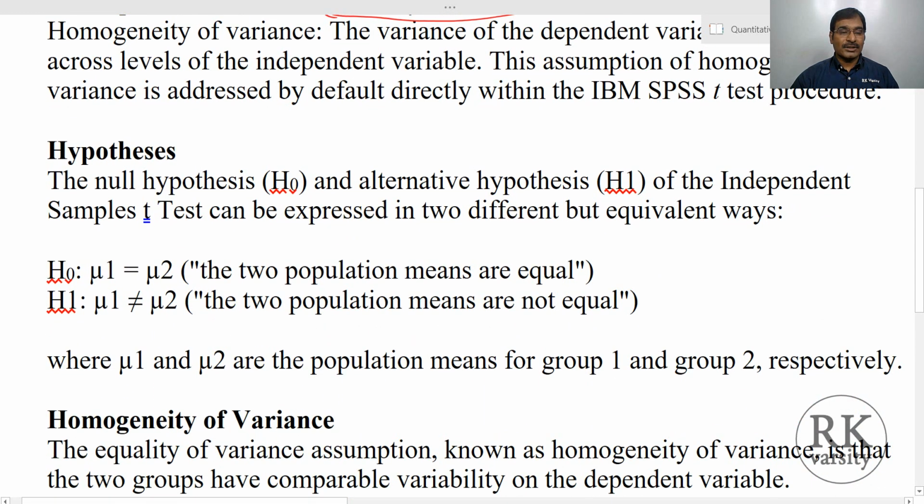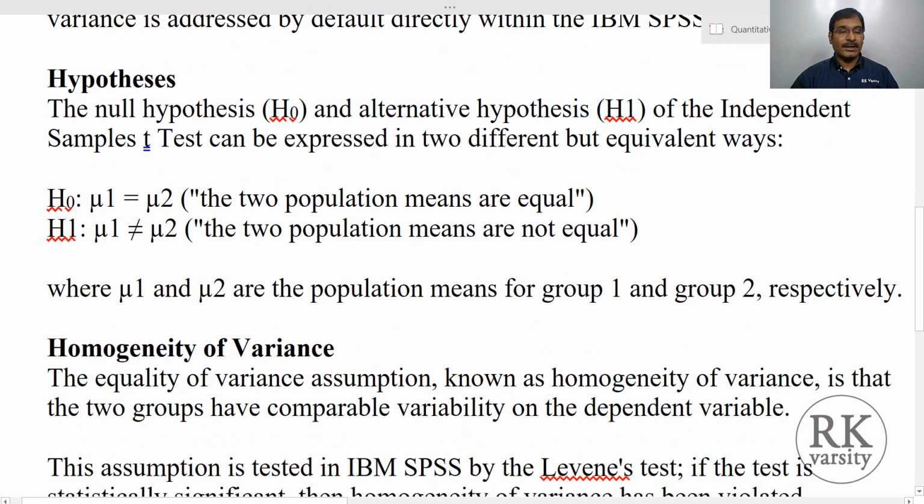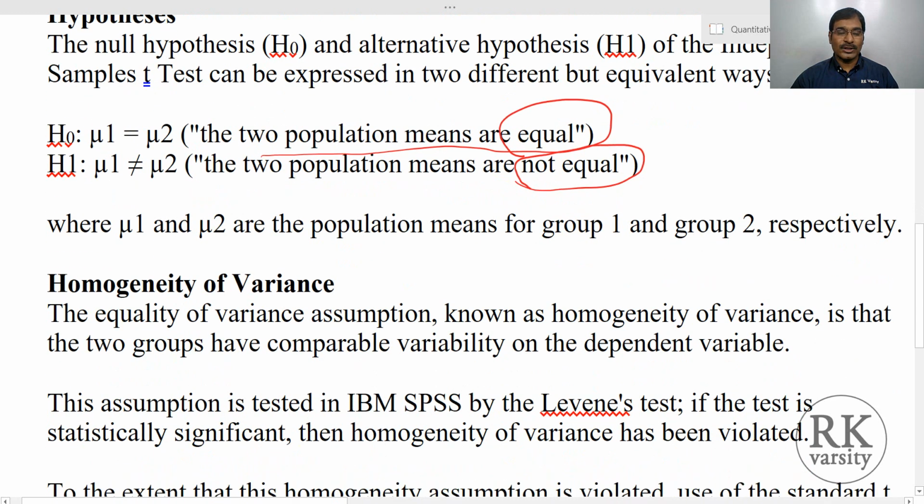Now the hypothesis that we frame in the independent samples t-test is that the null hypothesis states that the two population means are equal, whereas the alternative hypothesis states that the two population means are not equal. Here M1 and M2 refer to group 1 and group 2 respectively.